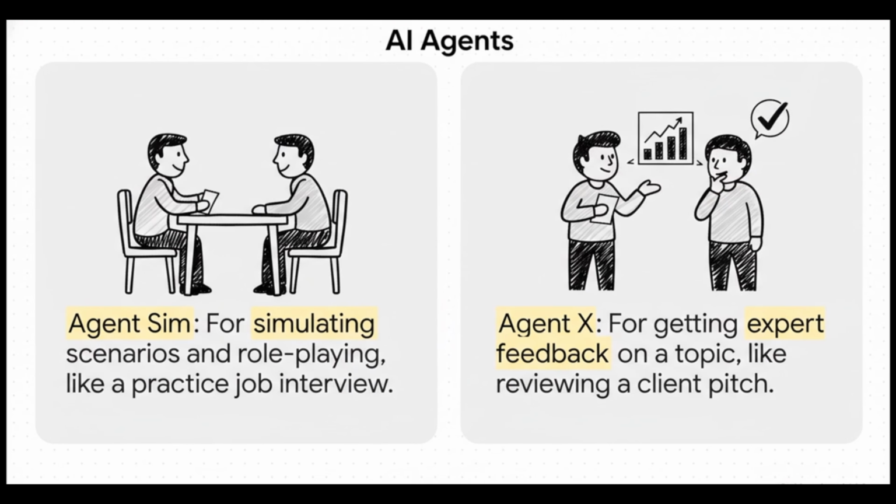Now, the course breaks this down into 2 main types. First, there's Agent Sim, which is great for simulations. Think of practicing for a job interview where the AI plays the tough interviewer. Then there's Agent X, which is for getting expert feedback. You could pitch your new business idea to an AI that's acting like a skeptical venture capitalist.